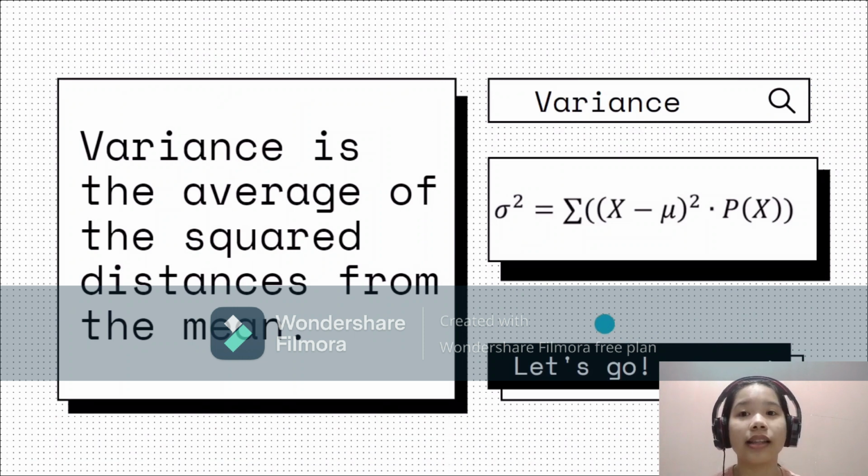Next is variance. Variance is the average of the squared distances from the mean. So variance is represented by this formula. Variance is equal to the sum of the square of x minus mean times p of x. So let's go.